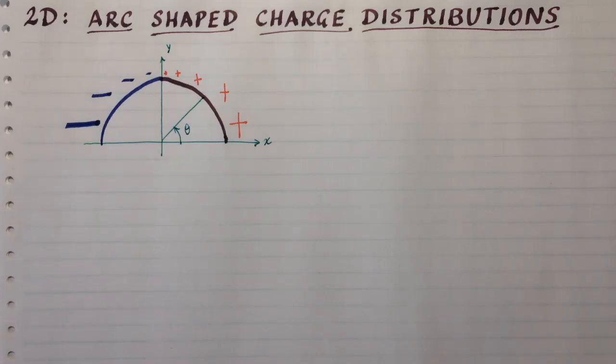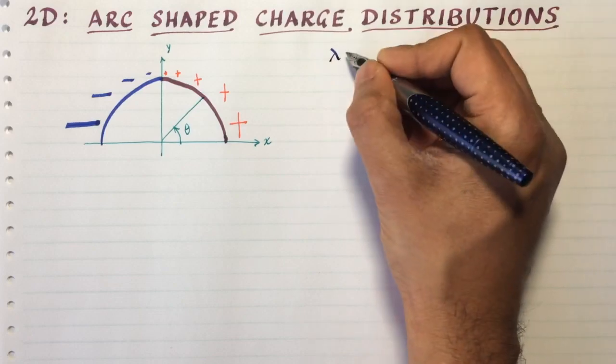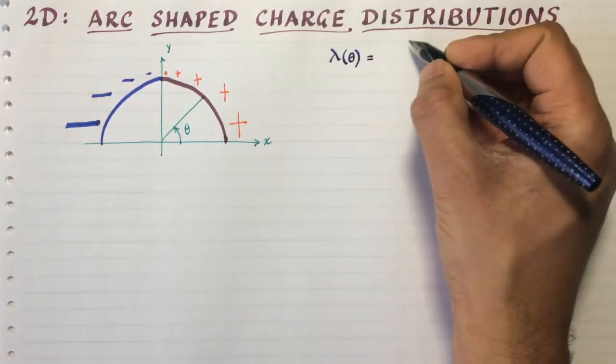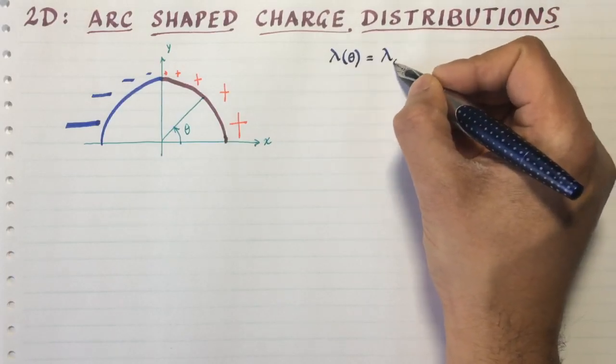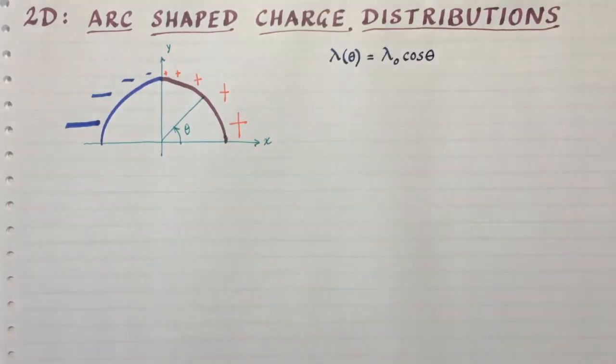Let's consider distributions of charge along an arc. This example shows a semicircular arc that has been charged in a specific fashion. I have put a charge which can be described by the charge density lambda as a function of theta as some constant value lambda naught times cosine of theta. So cosine of theta is equal to 1 when theta is equal to 0.